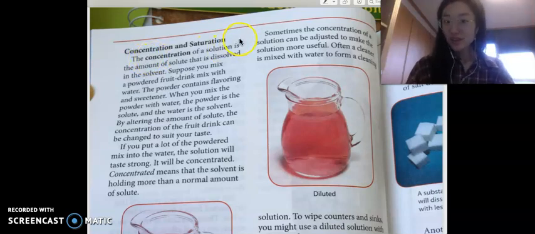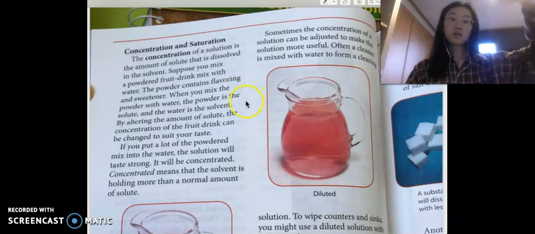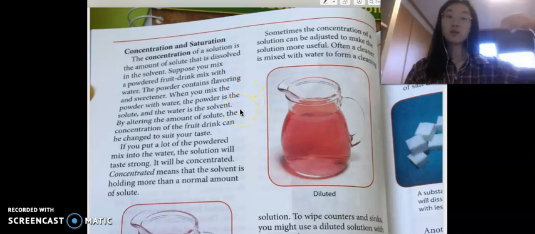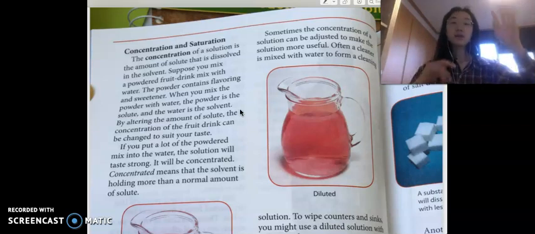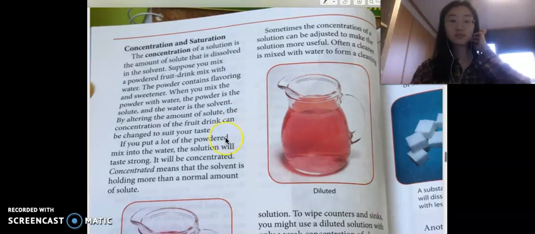Concentration and saturation. The concentration of a solution is the amount of solute that is dissolved in the solvent. For example, suppose that you mix a powdered fruit drink mix with water. The powder contains flavoring and sweetener. When you mix the powder with water, the powder is the solute and the water is the solvent. By altering the amount of solute, the concentration of your fruit drink can be changed to suit your taste.